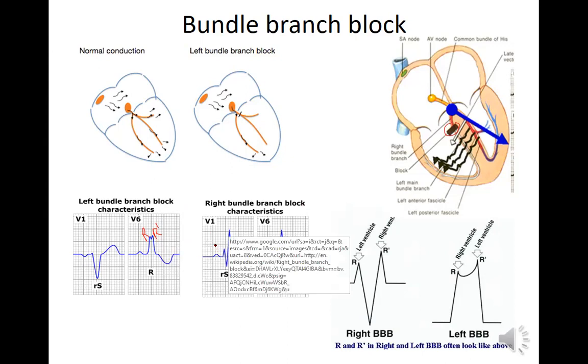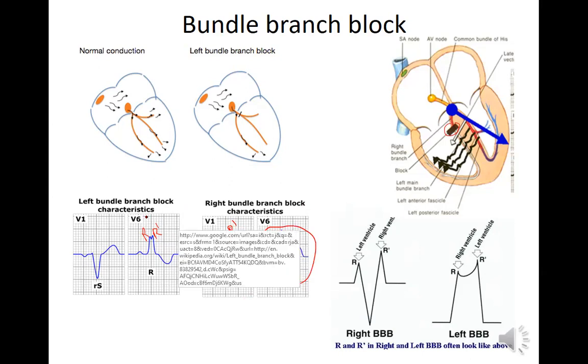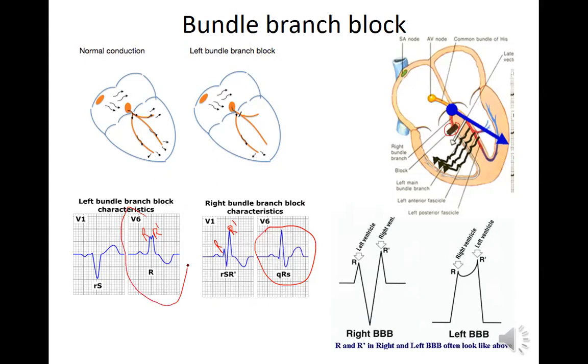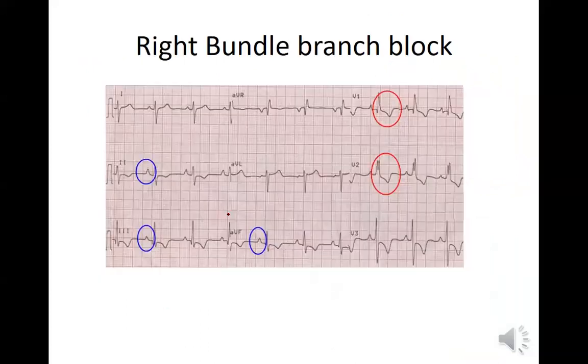Over here in this one, it's a little different, but you can see the R prime. This is normal. So this one is in V6. Is that the right bundle branch block or the left? V6, V6, V6. Left. Yeah. This one's in V1. Is that right bundle branch block or left? Right. Very good.